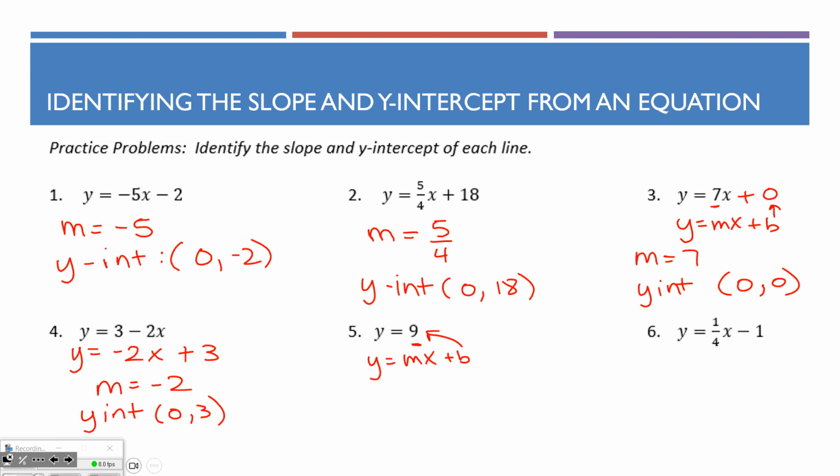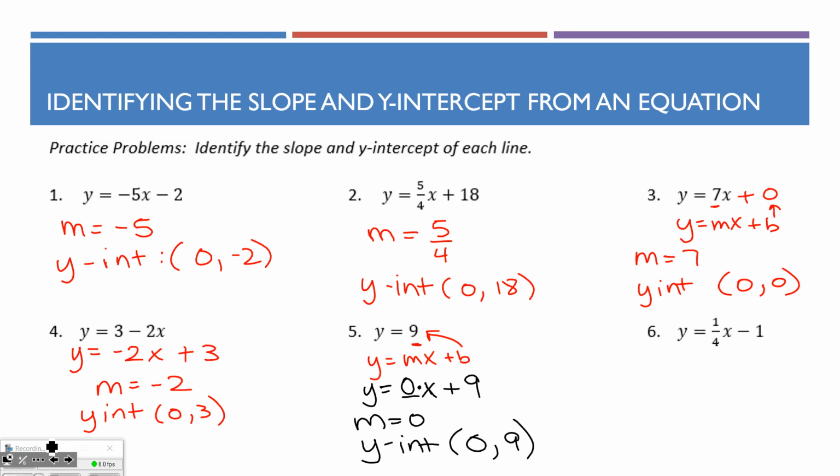So think about it. Let me switch colors. If I have y is equal to something x plus 9, now that we know that the 9 is the b, but the x disappeared, what can I multiply x by to get it to go away? If I fill in a 0 here, 0 times x is 0. So y equals 0 times x plus 9 is y equals 0 plus 9, which is just y equals 9. So what does that tell me? That tells me that the slope here is 0, and the y-intercept is the point (0, 9).